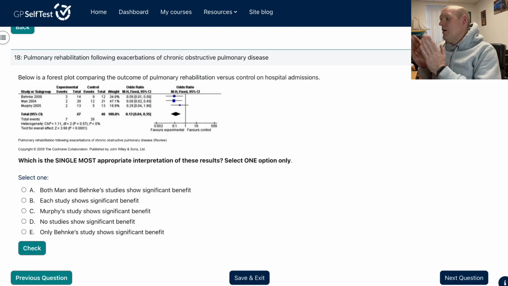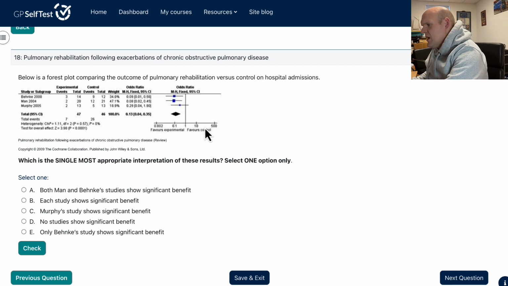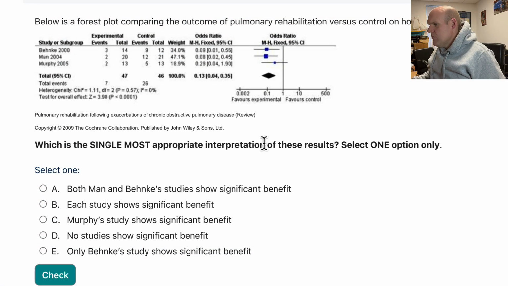Below is a forest plot comparing the outcomes of primary rehab versus on hospital admissions. What's the single most appropriate interpretation of these results? Let's see if we can zoom in. Right, there we go.